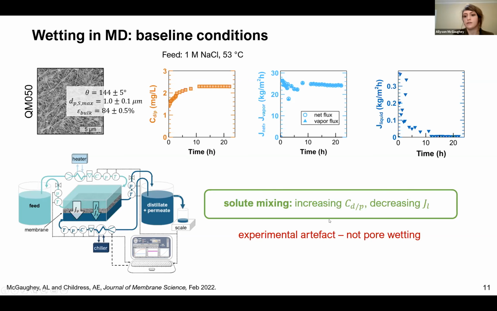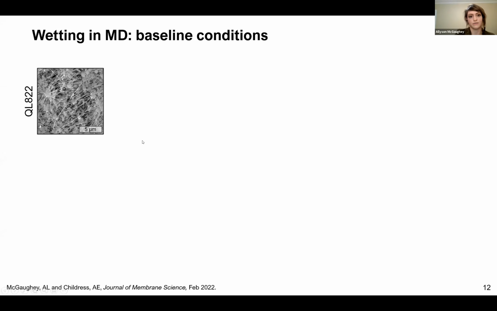And we believe this is not unique to our system, but likely common in recirculating systems and may account for some of the non-idealities in rejection that have been previously observed. And I'll also mention quickly that if we had operated for 5 hours or less, which is commonly reported for initial membrane performance, based on CDP alone, this would appear to be wetting. However, if we look at liquid flux, we can see that decrease and we know that it is not wetting. Okay, so now on to actual wetting results.